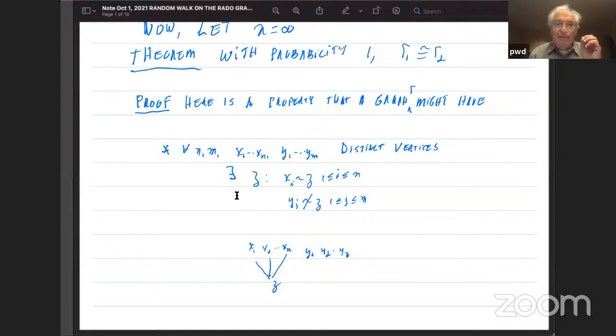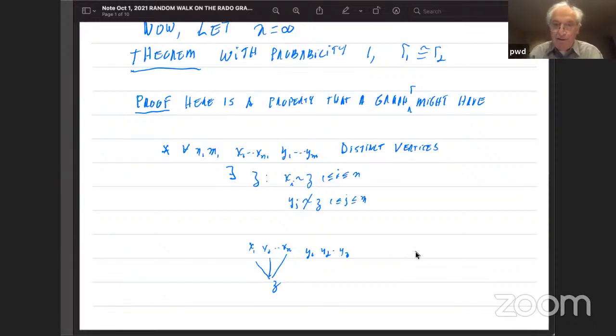Here's a property that a graph might or might not have. Suppose you take x1 up to xn, a set of distinct vertices in the graph, and another set of m vertices, y1 up to ym, all distinct. It might or might not be true that for every choice of x's and y's, there's another vertex z such that z is adjacent to all of the x's and z is not adjacent to any of the y's. Okay, that's this picture.